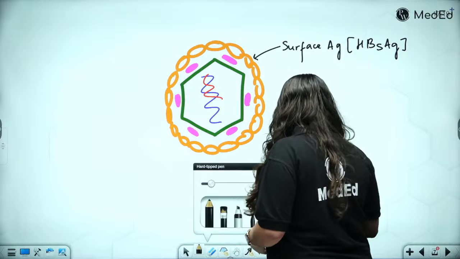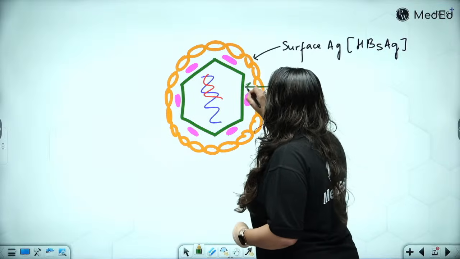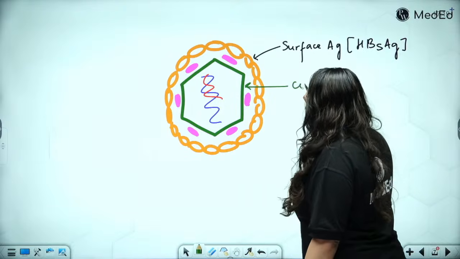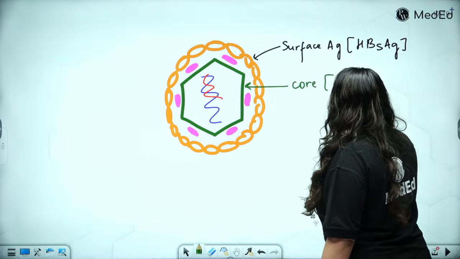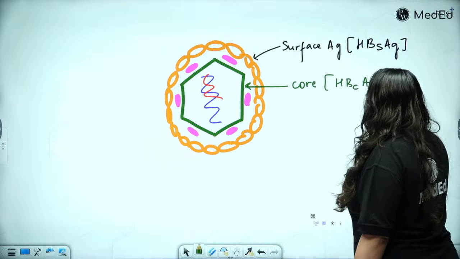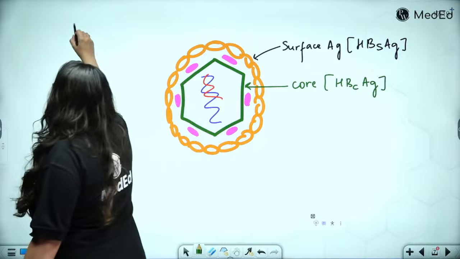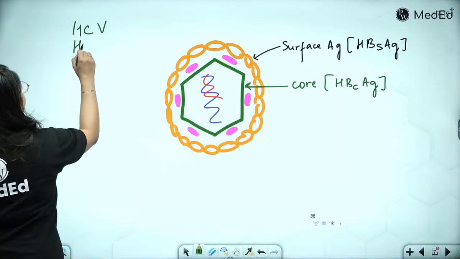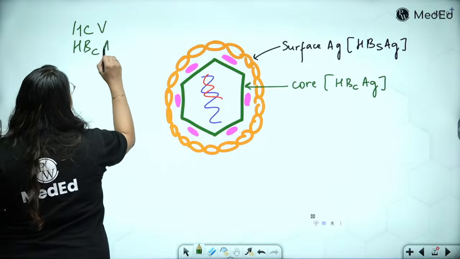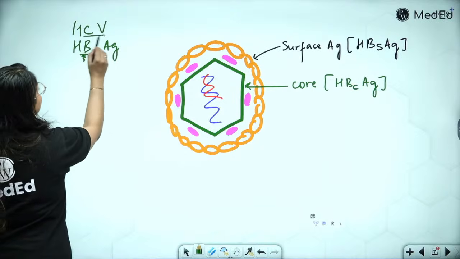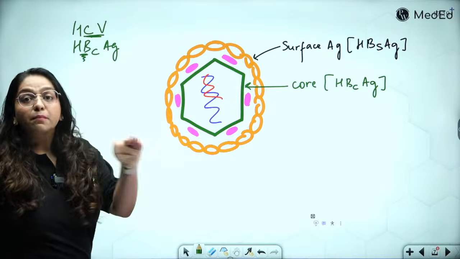Then what is this? This is the core of the virus. Yes. This is the very core. This is the very center of the virus. So if this is the core, then I can call it hepatitis B core antigen or HBC antigen. Please, guys, don't confuse hepatitis C virus and hepatitis B C antigen. Okay, this is an antigen of the hepatitis B virus, while this is a whole hepatitis C virus by itself.